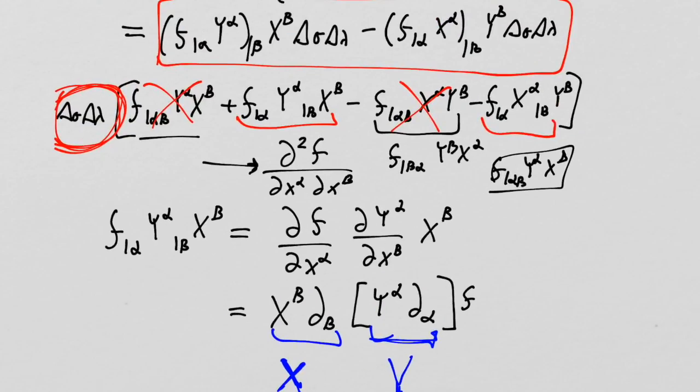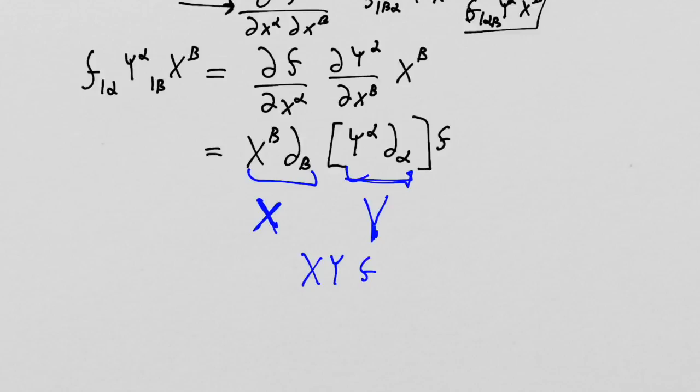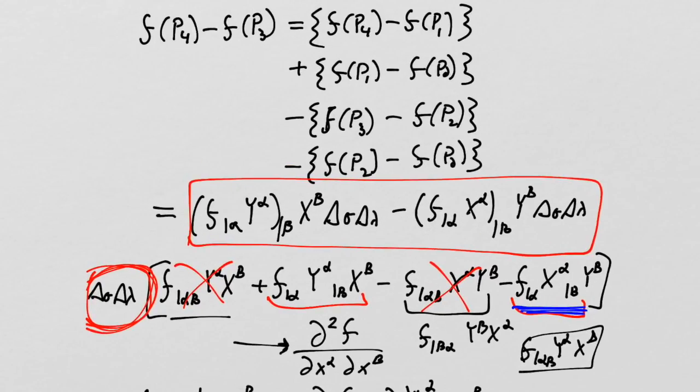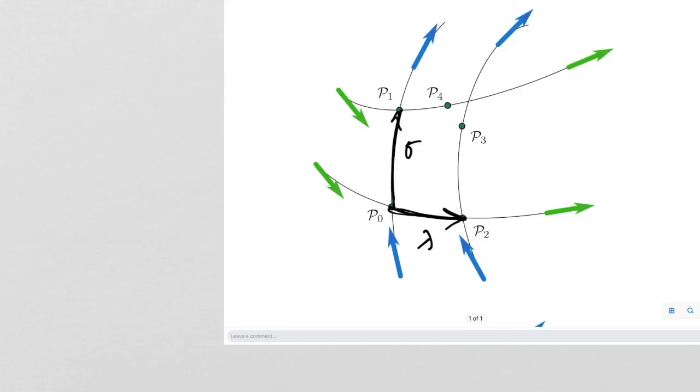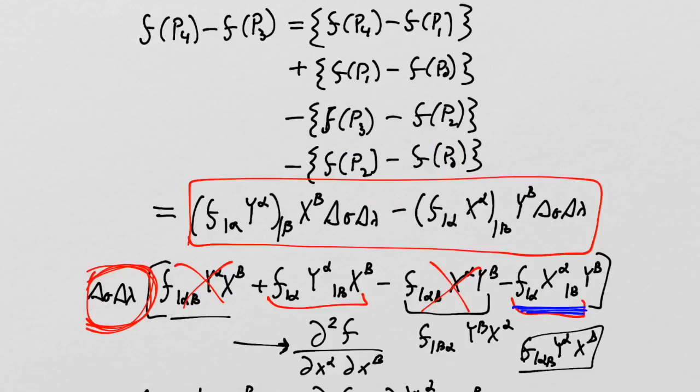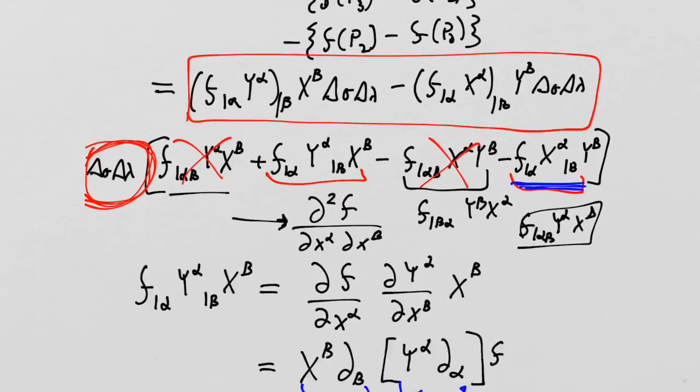And likewise, if you calculate this guy, you're going to get yx operating on a vector x, and therefore this whole thing is the commutator of x and y operating on a vector x, which is what we were intending to show. We kind of knew where this was going to end, but now we understand that the difference in the function value of P4 and P3 can be understood in terms of the commutator of x and y.